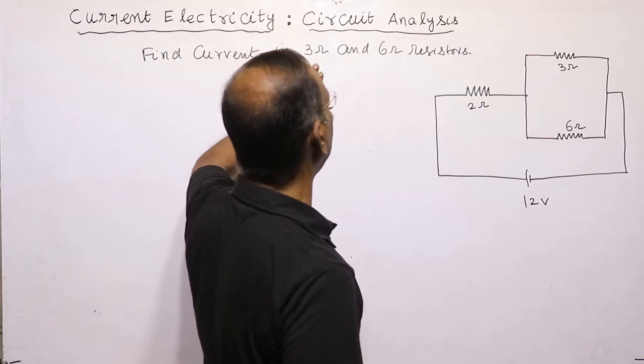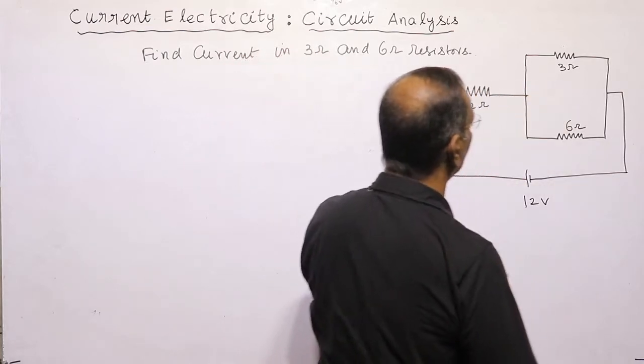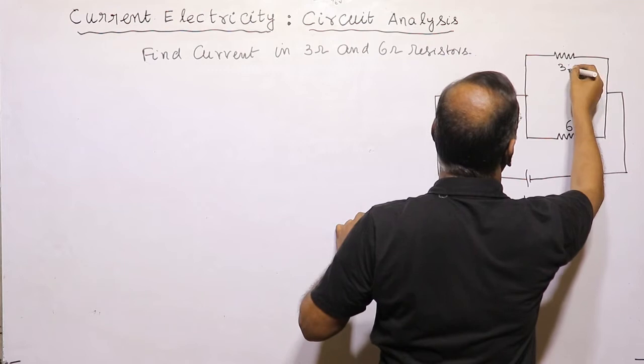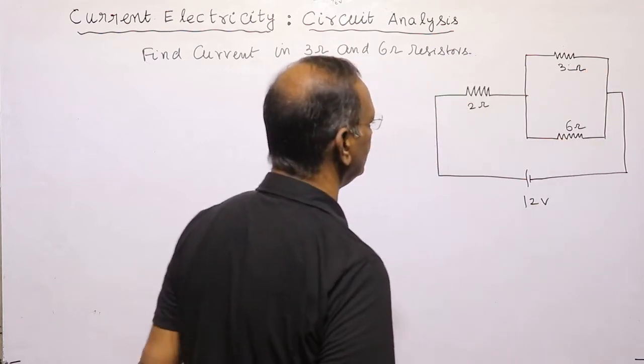Find the current in the 3 ohm and 6 ohm resistors. This is the 3 ohm and 6 ohm. We have to find the current. First we will find the equivalent resistance.